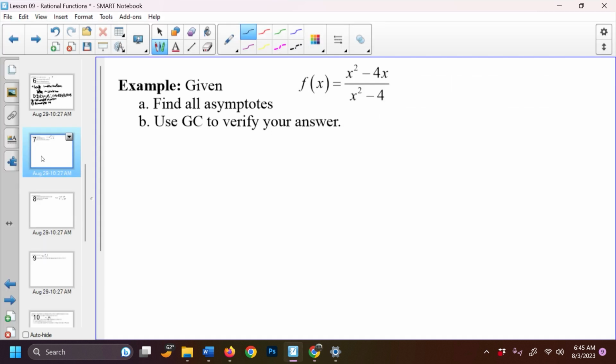Next example: find all the given asymptotes and then use a graphing calculator to verify your answer. All right, so I'm going to start with this function here, and I am going to factor the numerator and the denominator.